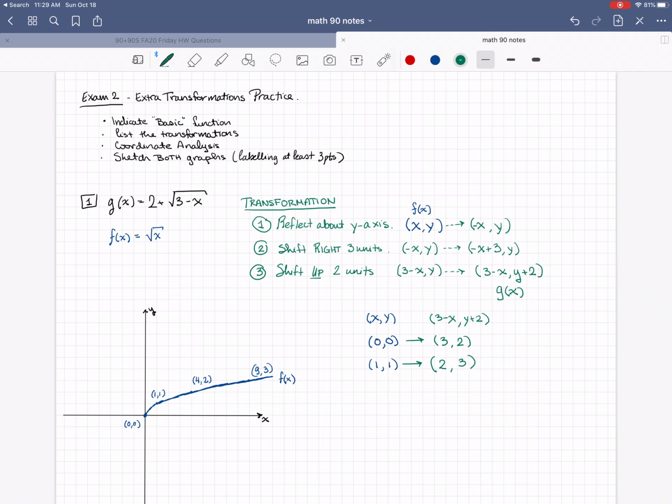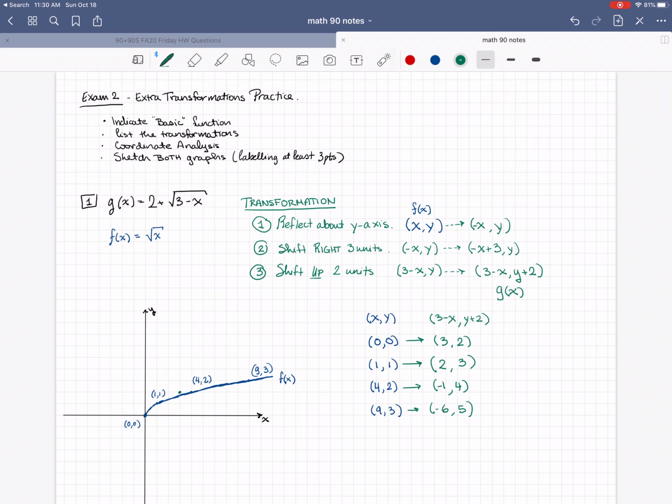So you see I'm plugging the x and the y into my coordinate analysis. Okay, what about 4, 2? Well, 4, 2, 3 minus 4 is negative 1, 2 plus 2 is 4. And if you're somebody who likes that extra point, 9, 3, so 3 minus 9 is negative 6, 3 plus 2 is 5. So these 4 blue points will morph into the green 4 points. All right, so let's do it.